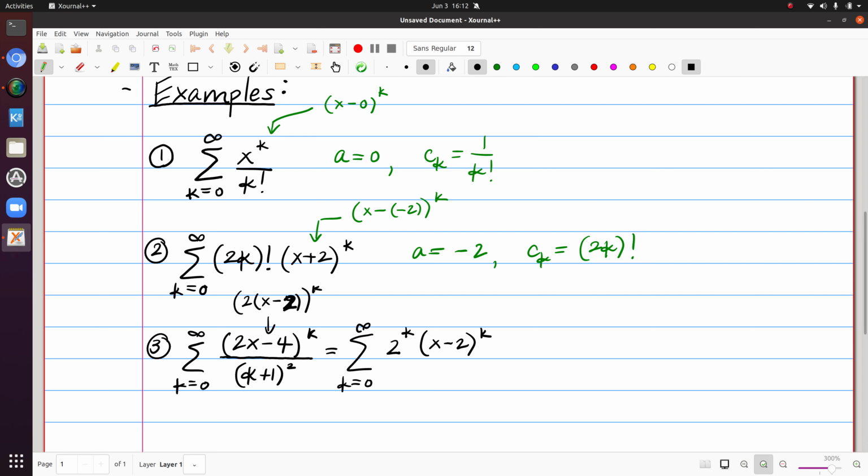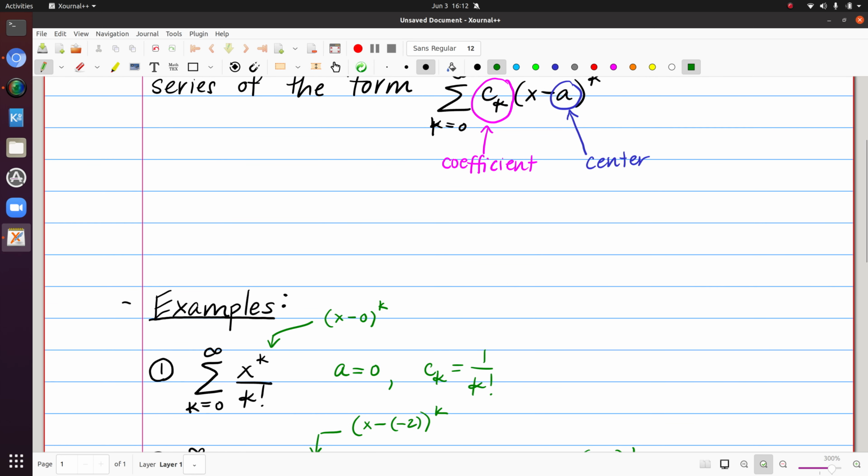So the numerator I'm expressing instead is 2 to the k times x minus 2 raised to the k. And my denominator is k plus 1 squared. And now by simply rewriting it in that way, I can see that my value of a, the center, is positive 2 because it's x minus 2. And the coefficient actually is 2 to the k over k plus 1 squared. Notice that the 2 to the k is not immediately obvious in the original way the power series is presented, but that actually is part of my coefficient if I'm hoping to put it into this form.